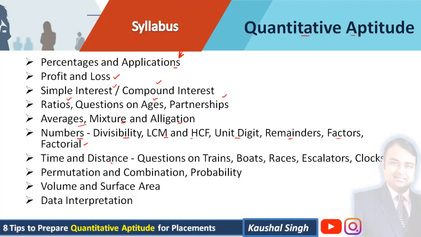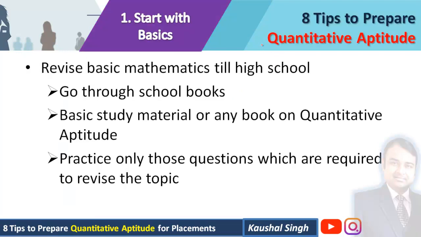And time and distance, you will find questions on trains, boats, races, escalators, clocks. You will also find questions on permutation and combination, probability, volume and surface area. You will also find questions on data interpretation, that means questions which are based on graphs. So this is the syllabus of quantitative aptitude. Now the next thing, how to start with it, how to prepare for this quantitative aptitude section.